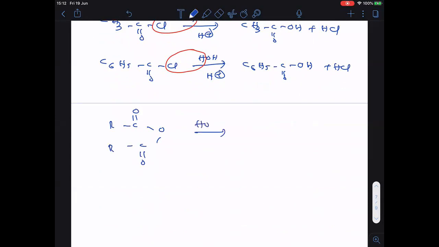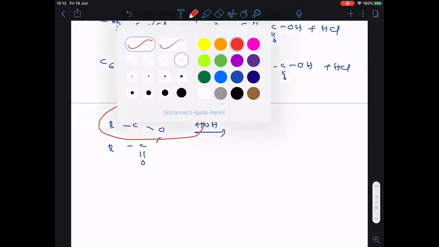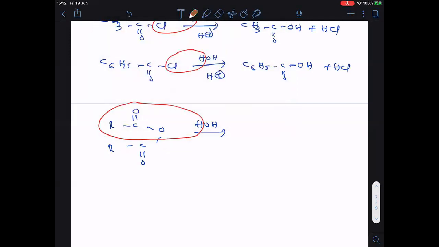So this anhydride can undergo hydrolysis. See clearly, first of all we will get this one, RCOOH. And one more, you see, is this one, RCOOH. Is it clear everyone? Therefore here we will get 2 moles of RCOOH, that is carboxylic acid.